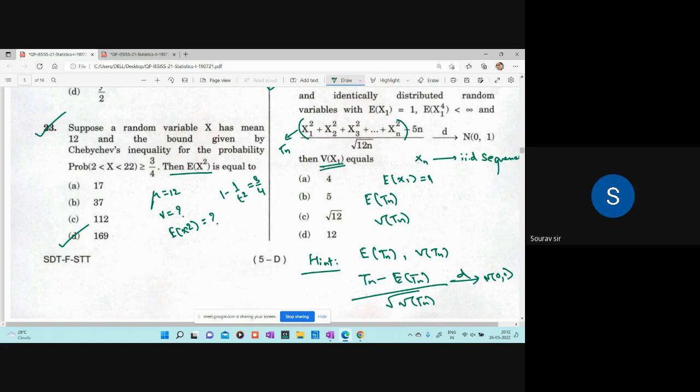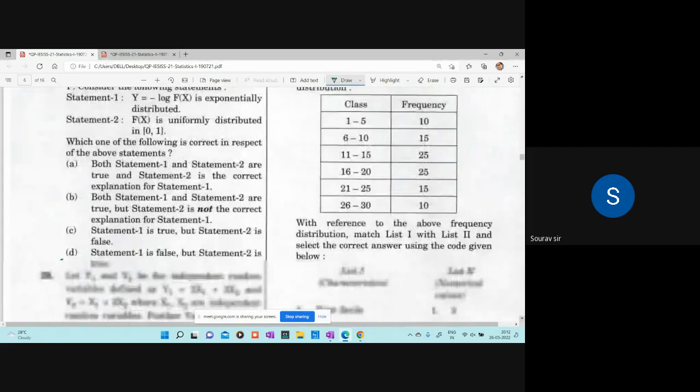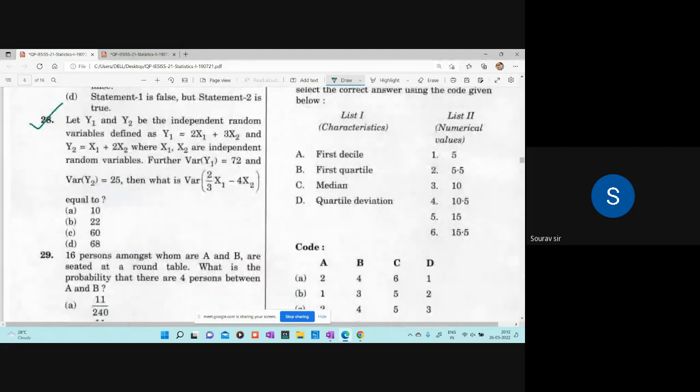First you assume this to be sigma. The values of the expectation of Tn and the variance of Tn are given, and you compare them and find out the value of sigma as well. Okay, next going for the next sum, this one.